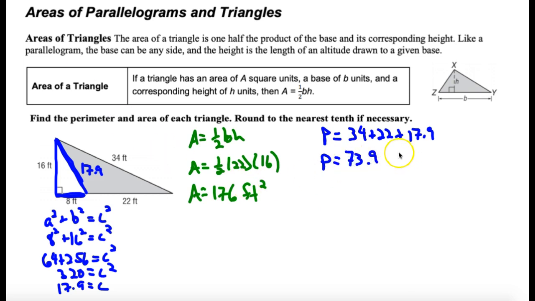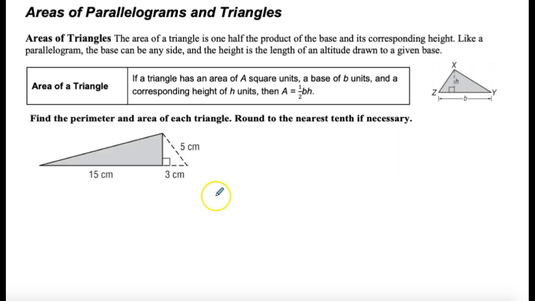And my units would just be feet. Okay. Let's take a look at another one here. So on this one, we actually don't have enough information right off the bat to find either the area or the perimeter. We're going to have to do a couple of different things to solve for missing pieces.